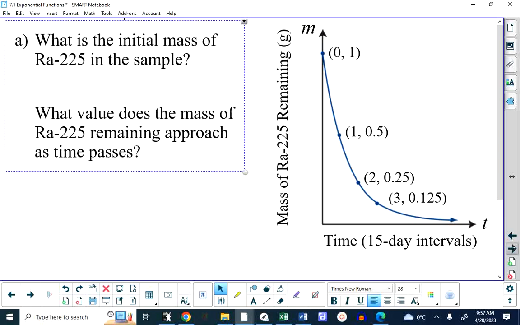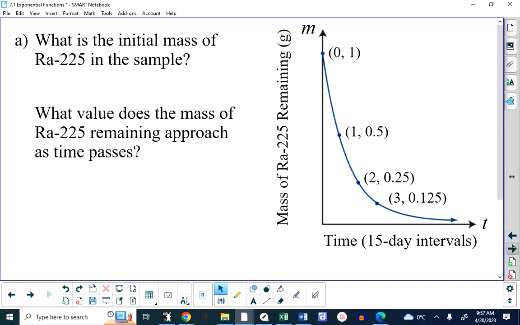What is the initial mass of radium-225? Well, initial means T equals 0. So we go over to T equals 0, and that's right here. We can see it's 1 gram, which is the y-intercept of 1.